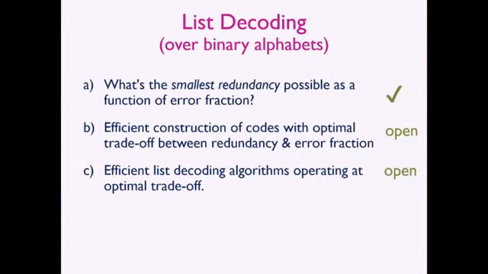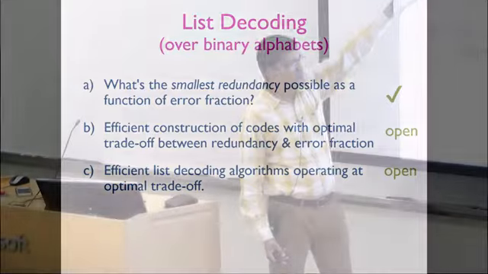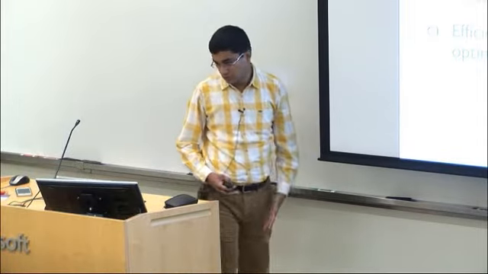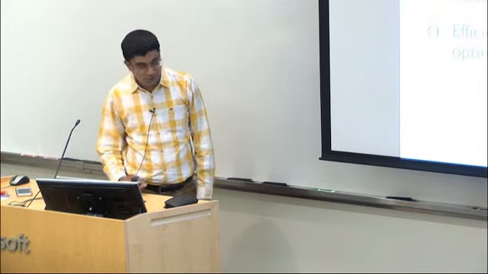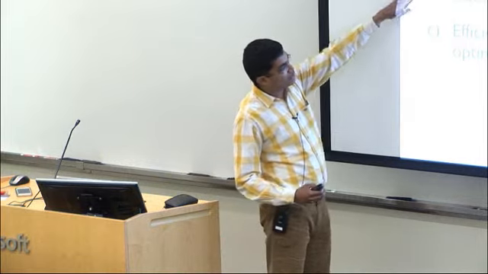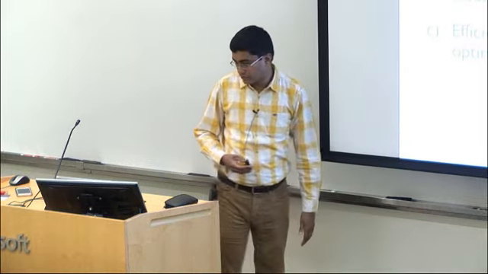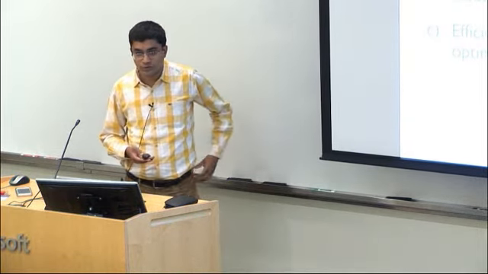So again, going back to this, we know the best redundancy possible, we know the combinatorics, and that's pretty easy. You just do a simple probabilistic method and you get the answer, but we have no idea how to construct codes, or of course how to decode them, because we don't know the codes.